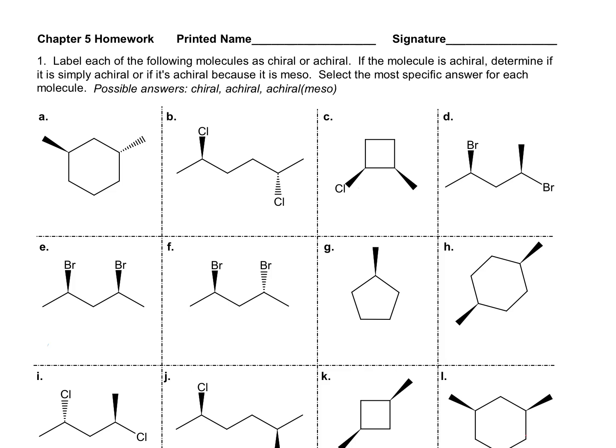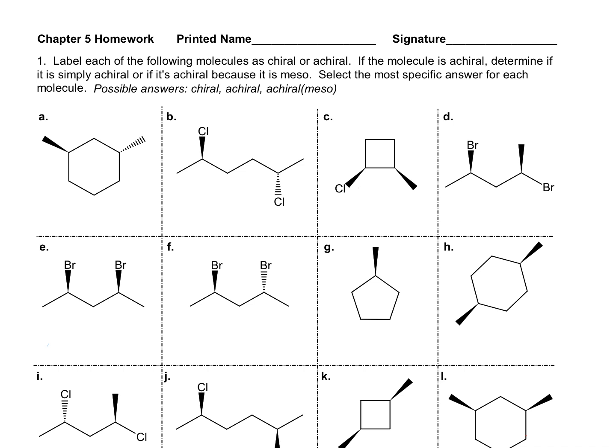All right, we are going to go over the chapter 5 problem set. So, for the first problem, you're supposed to describe each of these molecules as being chiral or achiral. And if you decide that the molecule is achiral, then you need to decide if it's achiral because it has no chiral centers, or if it's achiral because it's meso, meaning that there are two or more chiral centers and a plane of symmetry.